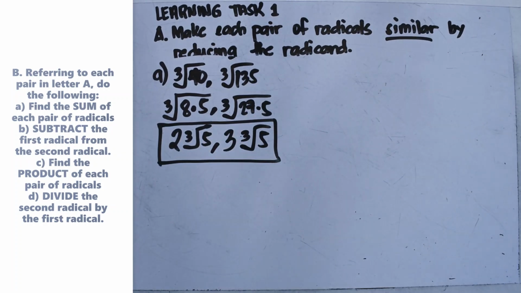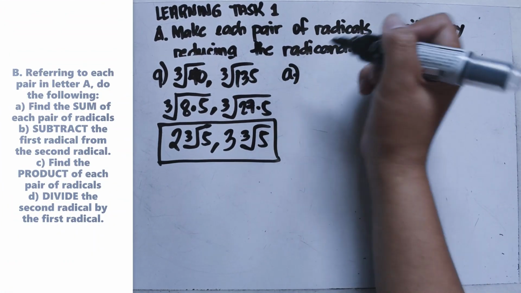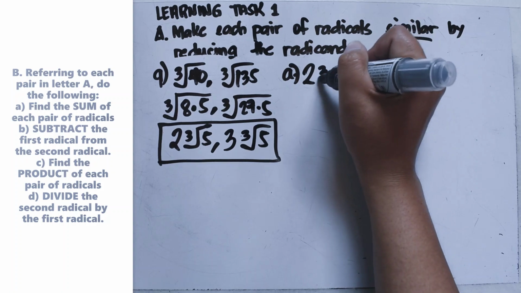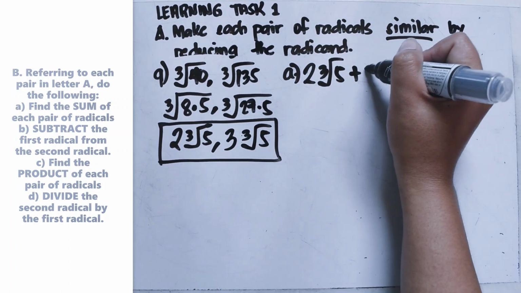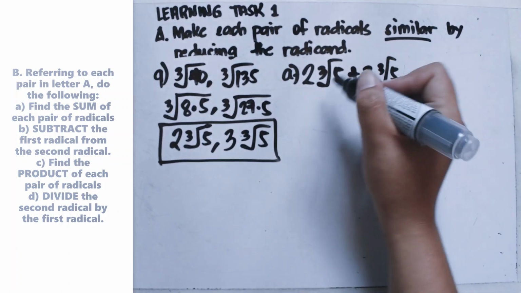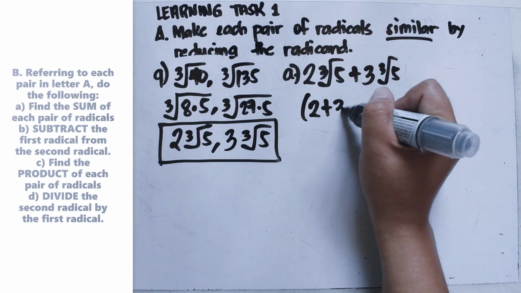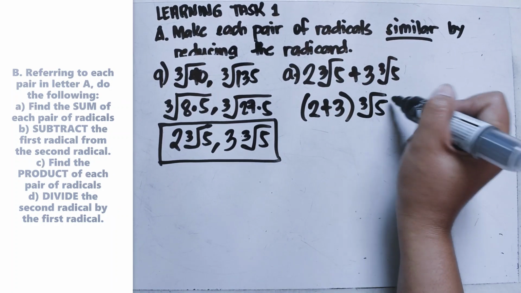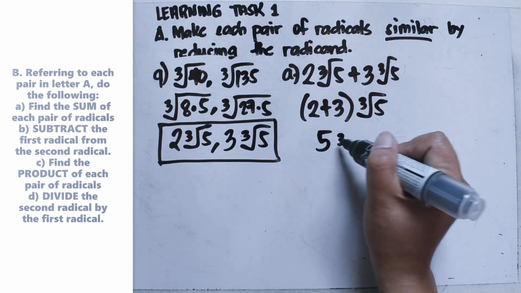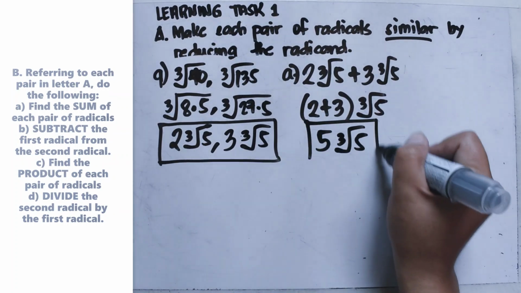So, let's now proceed with answering letters A to D. So, ayan, nakuha na natin yung similar. So, let's now proceed agad-agad sa letter A. Siyempre, find the sum. 2 cube root of 5 plus 3 cube root of 5. So, add the numerical coefficient. So, we have 2 plus 3 and then copy cube root of 5. So, we have 2 plus 3 is 5. Copy cube root of 5. So, final answer sa letter A.